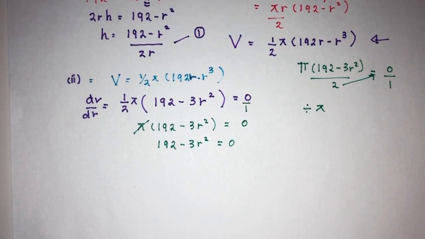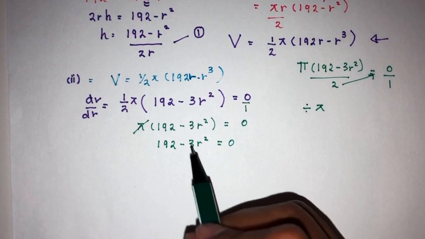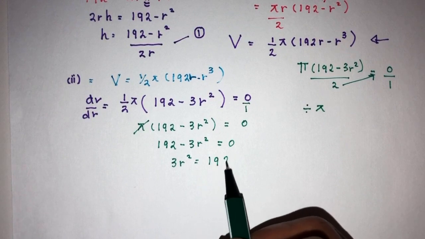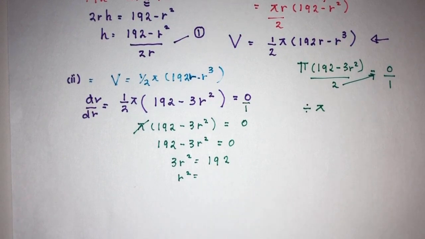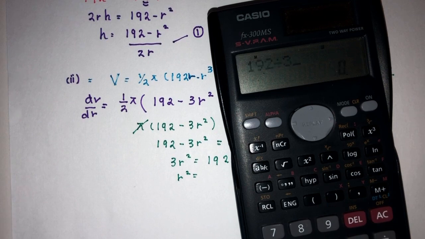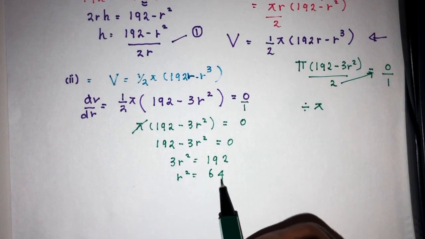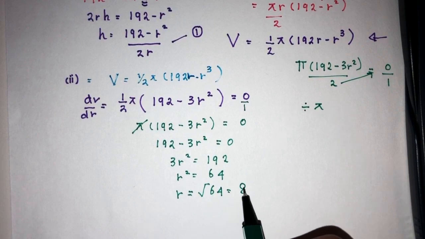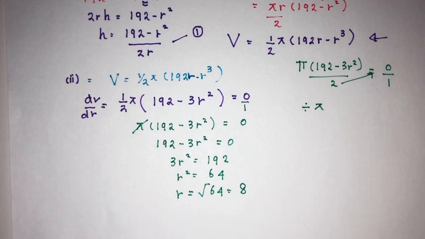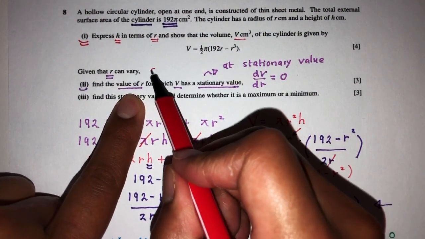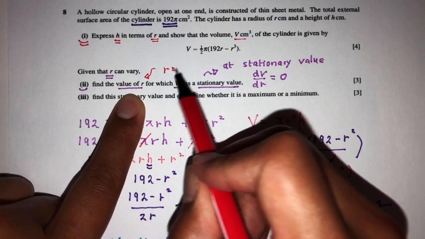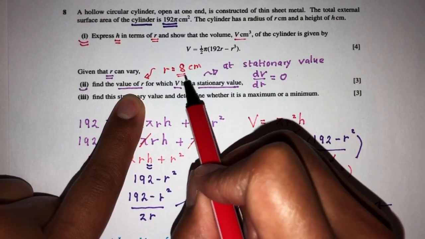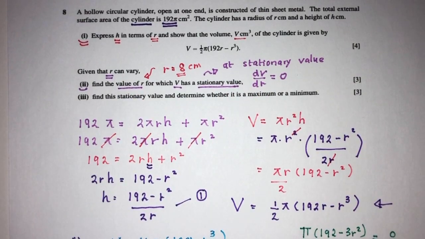Now what else can we have? We can make this the subject, that will become 3r squared is equal to 192, and r squared will be 192 divided by 3, that will be 64. So finally, r is the radius, that will be the root of 64, that should be 8 as your answer. So here the value of r was required, so we have r is equal to 8, and that will be centimeters for the unit.